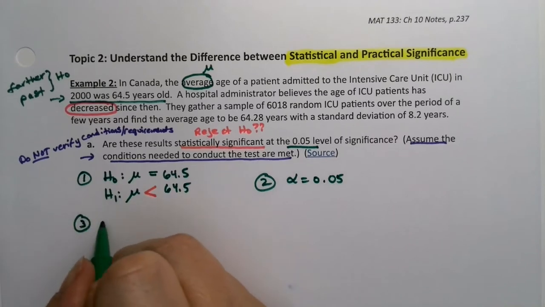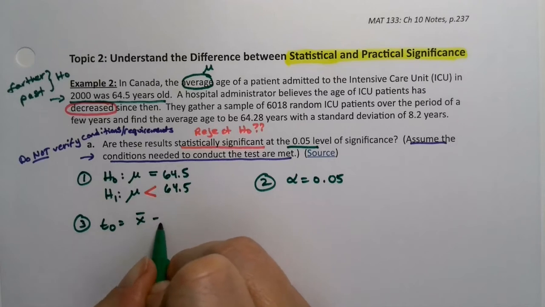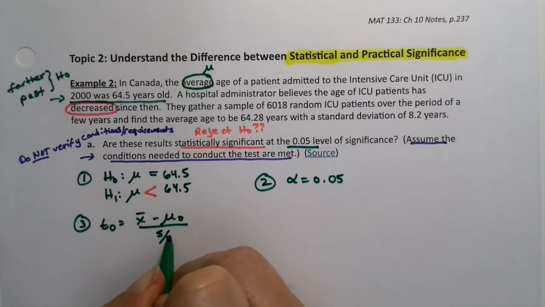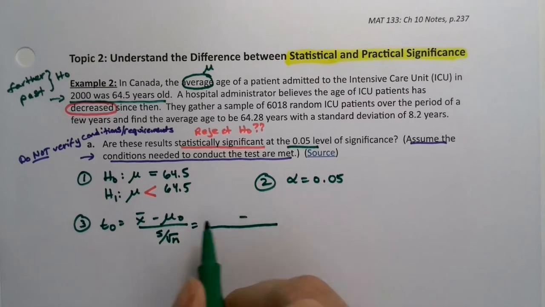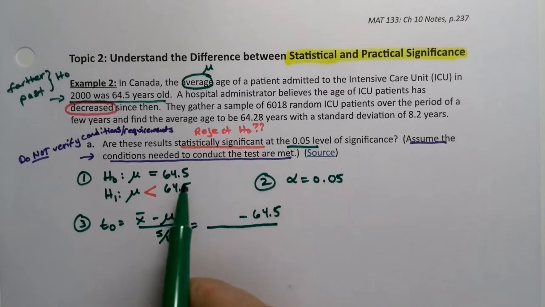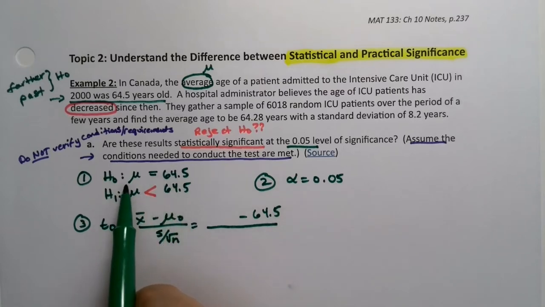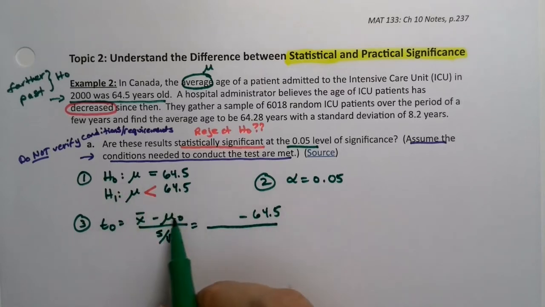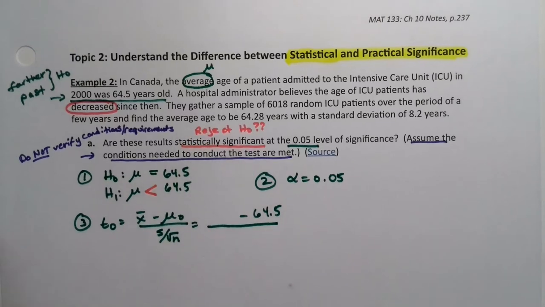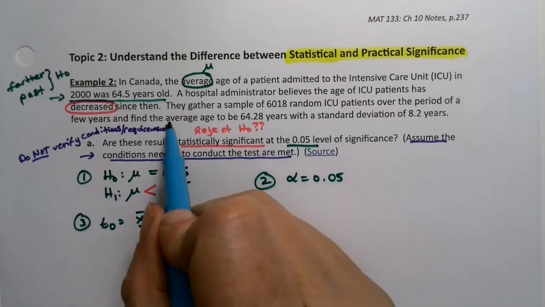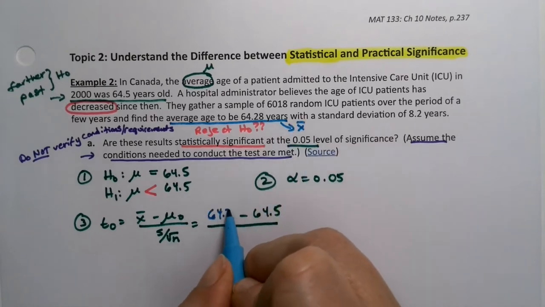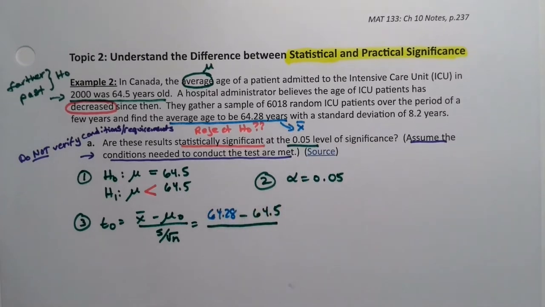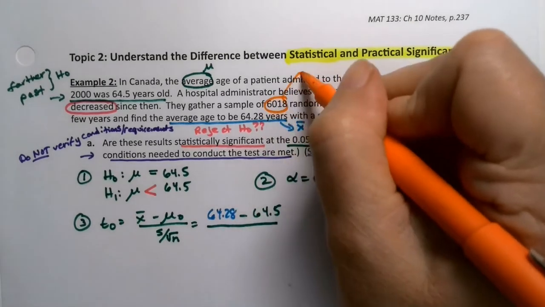Step 3, T0 is x bar minus mu 0 over s over the square root of n. So I show that formula, and then I have to find out what all those values are. Well, mu 0 is 64.5. It's the value you assume in the zero hypothesis. So that's done. And then x bar was right here. Let me see if I can highlight it for you. Average age is 64.28. See that? That's x bar. So 64.28 goes here. N is right here. There's n.